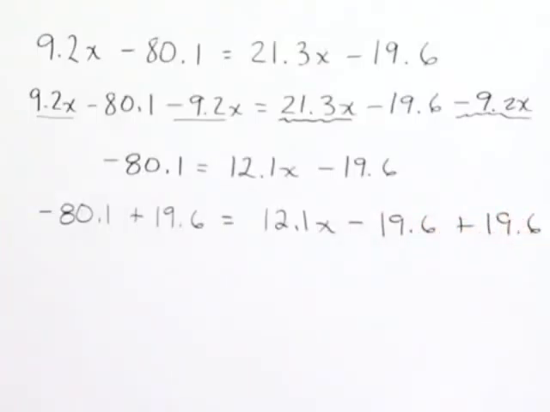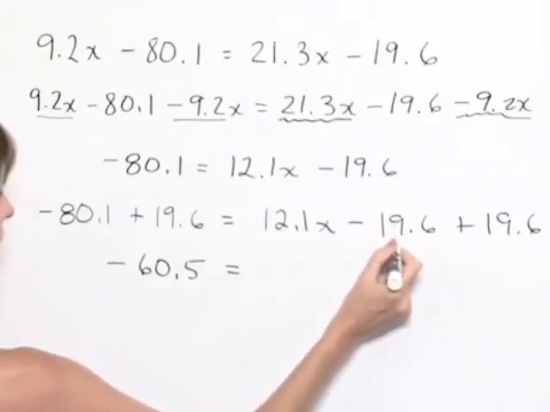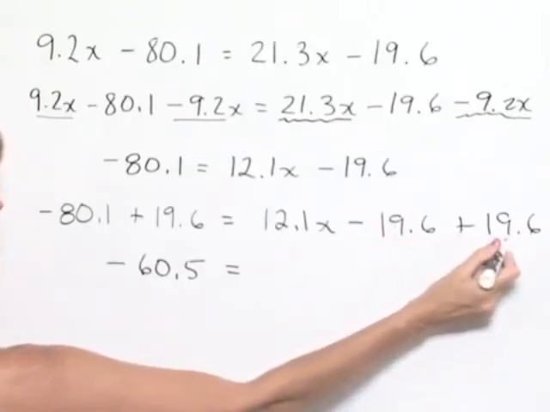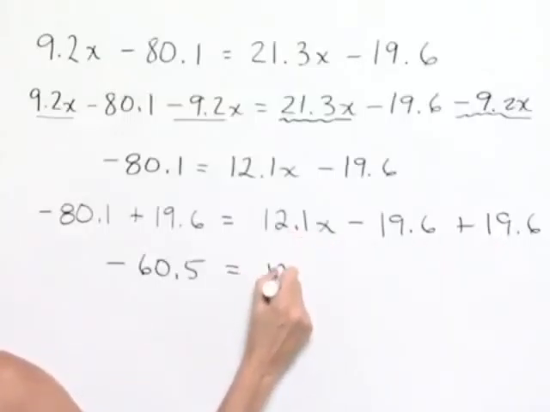On the left-hand side of the equation, we'll combine these two numerical values to give us a negative 60 and 5/10. On the right-hand side of the equation, we'll subtract the 19 and 6/10 and then add the 19 and 6/10. These two combine to give us a 0, which leaves us with our 12 and 1/10 x.